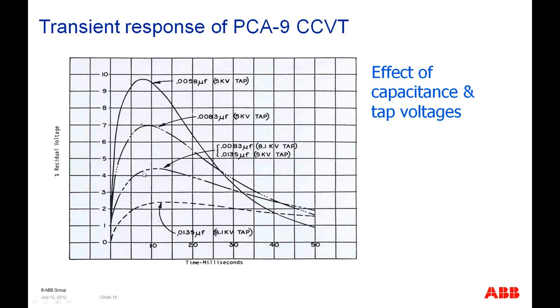Whereas if we have a unit with a higher tap voltage of 8.1 kV and a higher capacitance, then we'll get a much lower residual voltage. So it's down to around 4% or so. And if we go to a higher capacitance yet, of 0.0135 microfarads, and an 8.1 kV tap, you can see we can get that residual voltage down to around 2% or so. Ideally, the lower the voltage, obviously, the better off you'll be for relay protection applications for voltage.